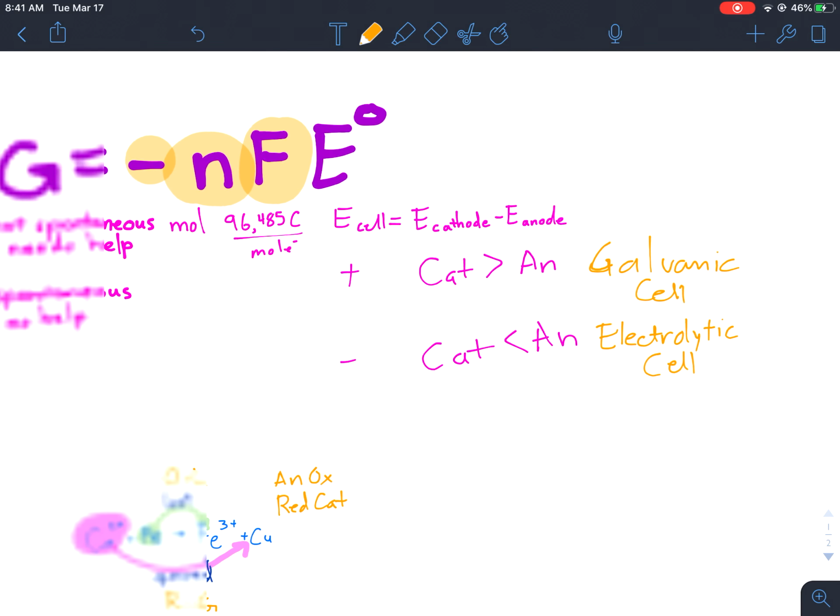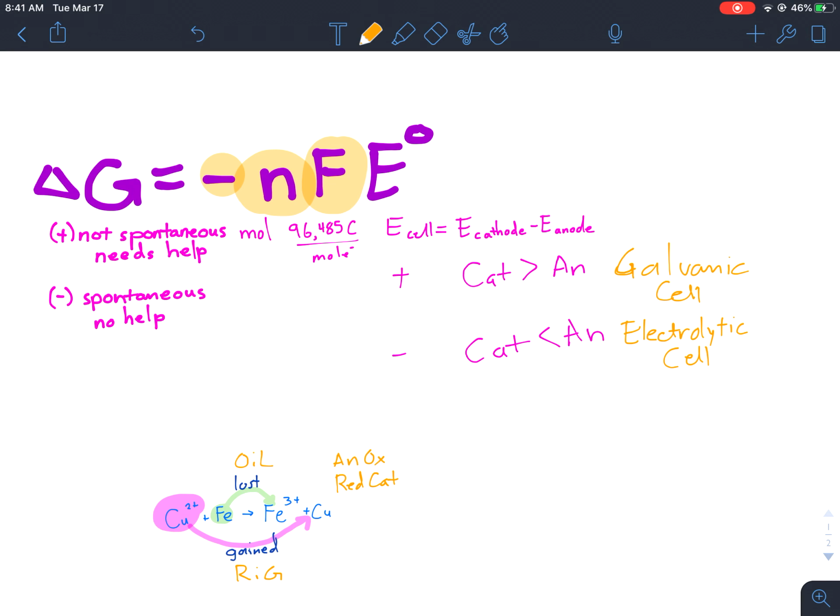All right. Let's just think about this again. If you want a negative delta G, you already have a negative number with the negative nFE. That's going to give you a negative number. So what do you want your cathode to be? You want your cathode to be greater than your anode, because then you'd have a negative times a positive times a positive, which will become negative. And your reaction, therefore, will become spontaneous.